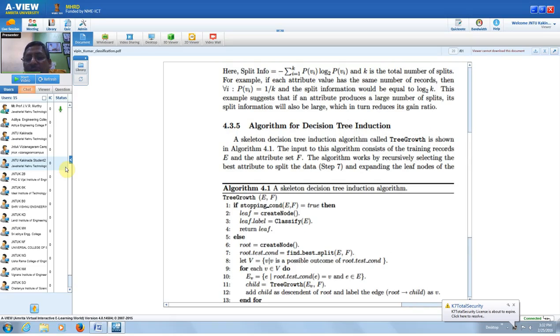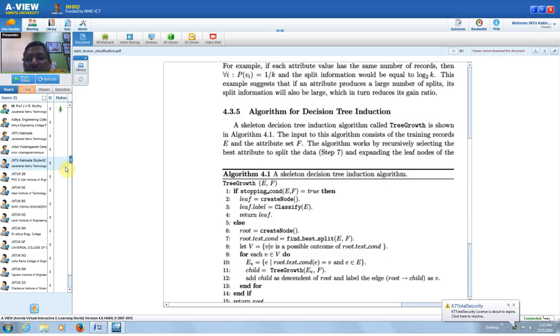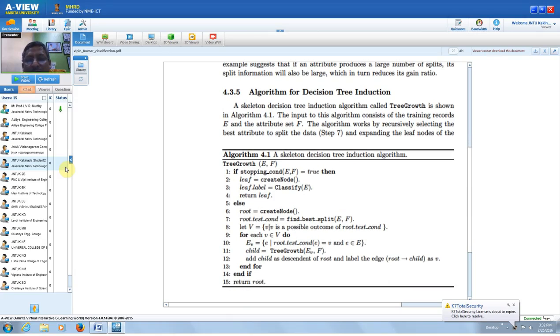And you return the leaf. The root is equal to else, what is to be done? Suppose the stopping criteria is not met. That means you are given 100 records. You know that all of them don't belong to one class, or it is not an empty node, and even the threshold value is more than the threshold value to split. So the stopping criteria is not met. Then the else part will come into picture.